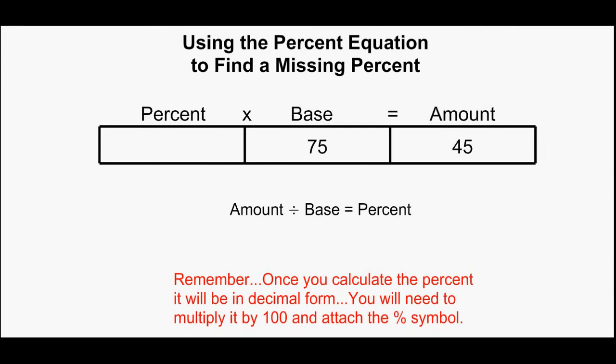Let's try one last example using the percent equation to find a missing percent. Our missing percent times the base 75 equals the amount 45. Again, we are going to use division. Take the amount 45, divide it by the base 75, will equal the decimal form of the percent. Multiply that by 100, and it will equal 60. Attach the percent symbol. Percent is 60%.